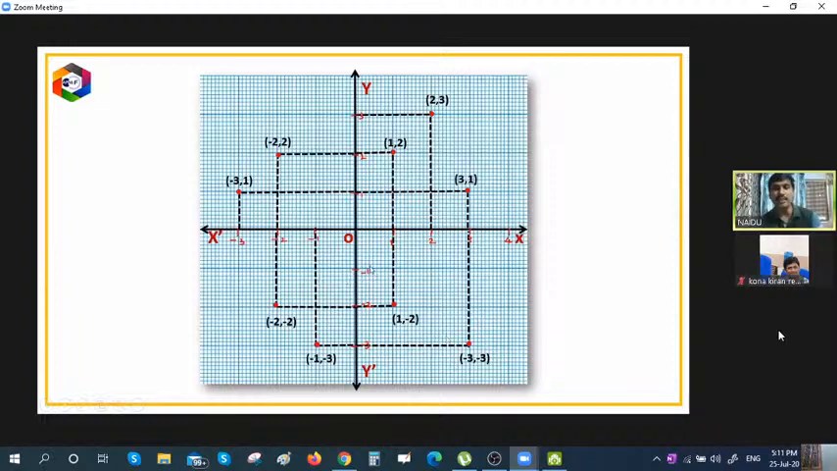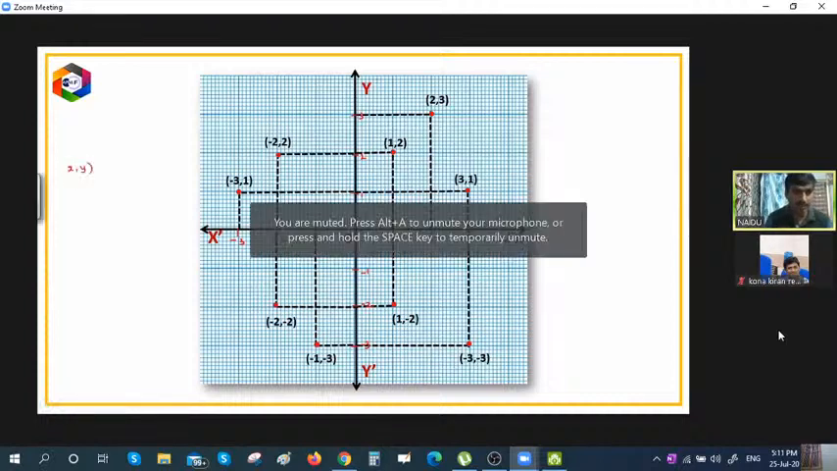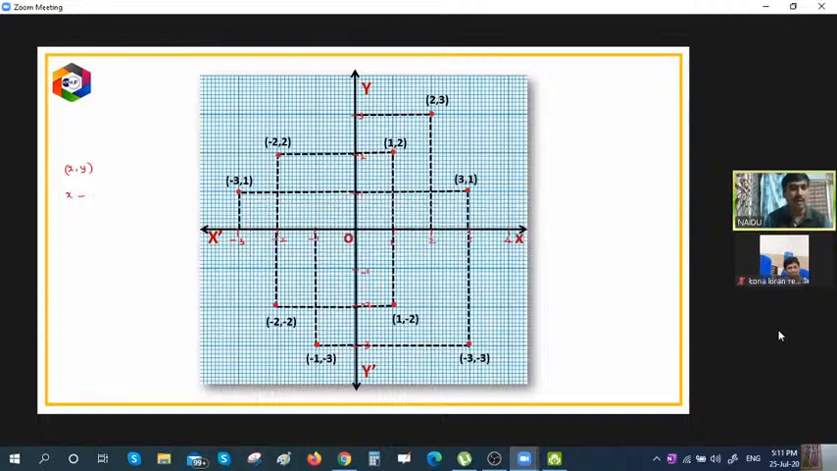While naming any point, we should take care. Suppose (x, y) is a point we have to plot. This x denotes the distance from the y-axis, or the distance traveled along the x direction.